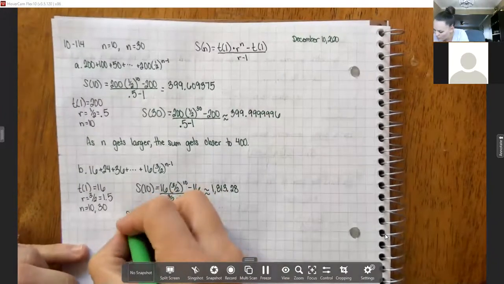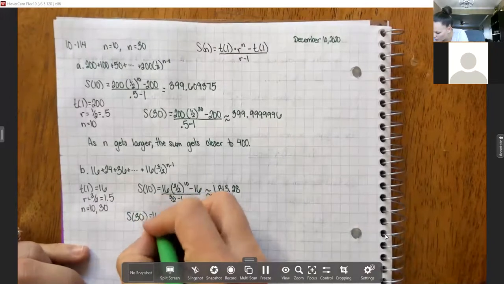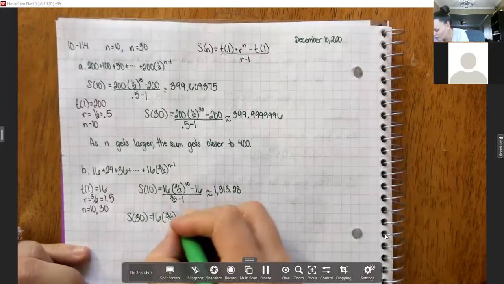And then they also want us to find S of 30. So 16 times 3 halves to the power of 30.